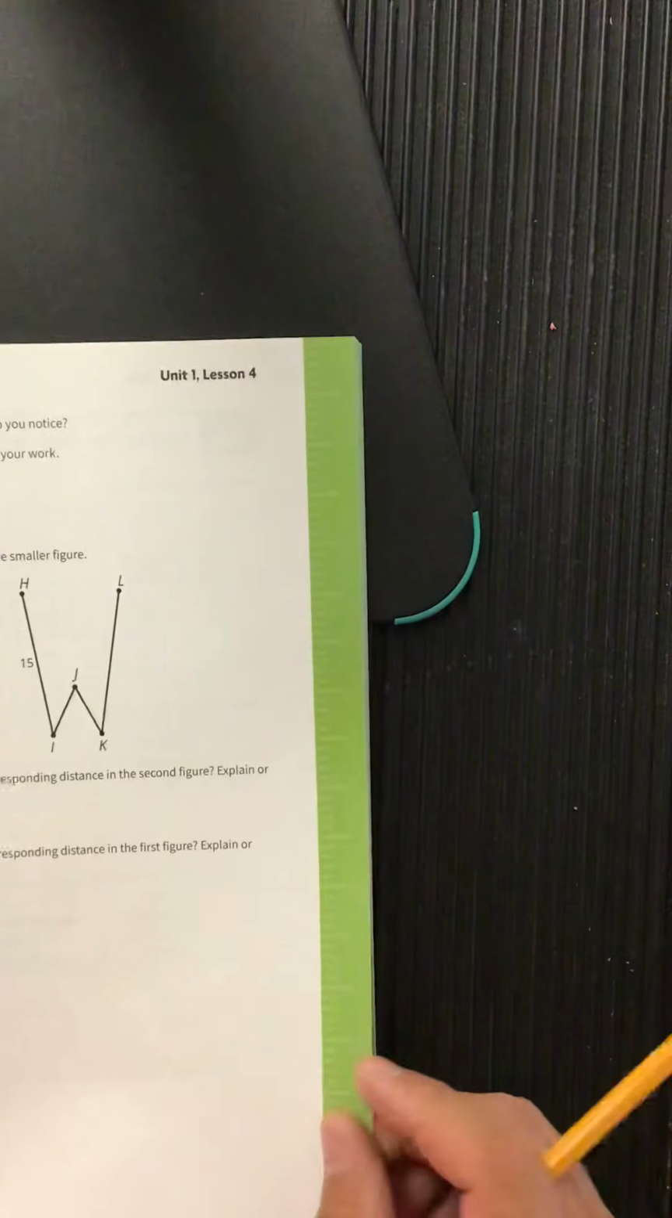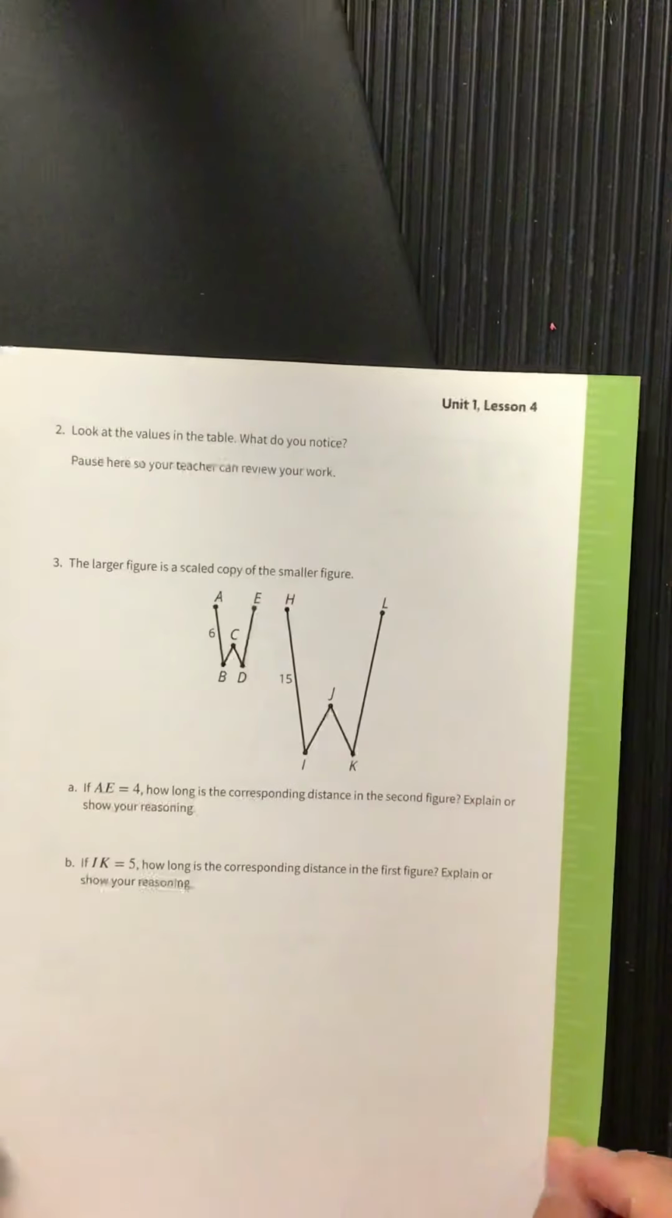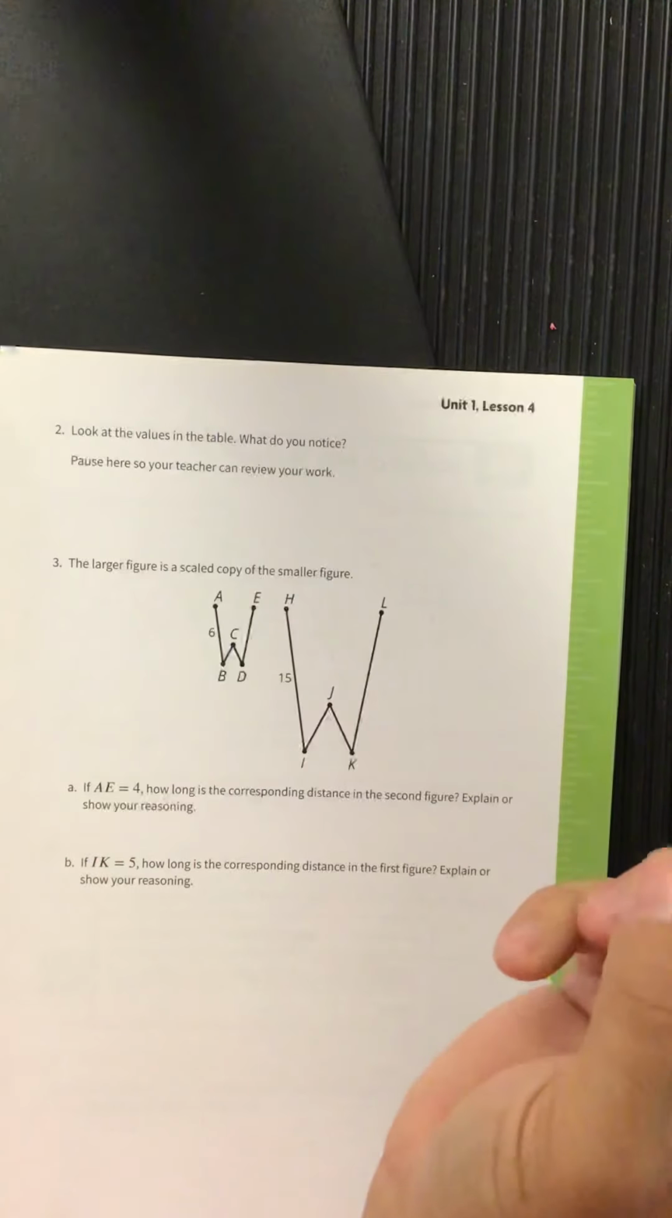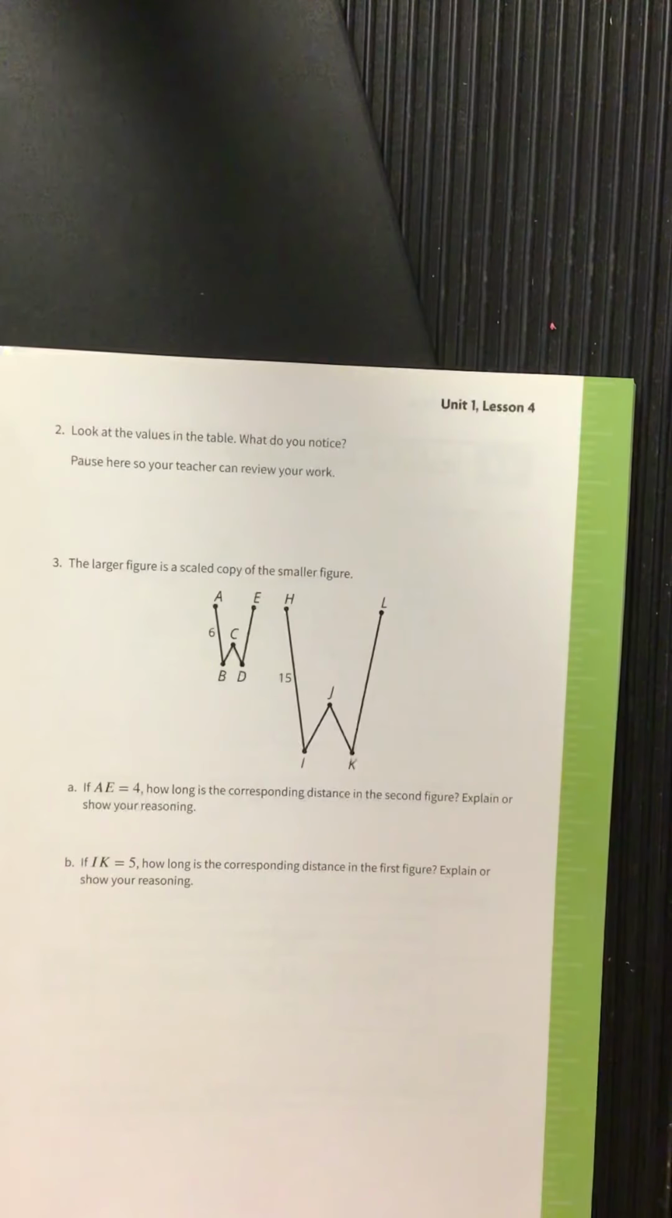All right, question 3, looking at the W's. The larger figure is a scaled copy of the smaller figure. Brody, would you read question A for me, please? The larger figure, if AE equals 4, how long is the corresponding distance in the second figure? Explain or show your reason.